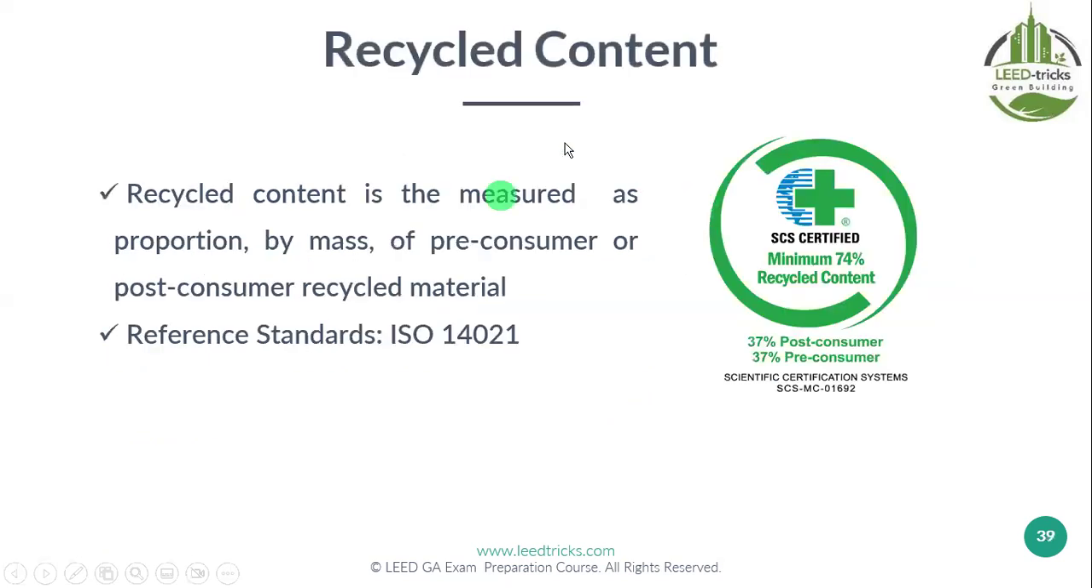So the recycled content is always the sum of pre plus post. Like this, see here, post-consumer 37, pre-consumer 37. So the total is 74% recycled content. Very easy. And we are using ISO 14021 as the reference standard for recycled content.